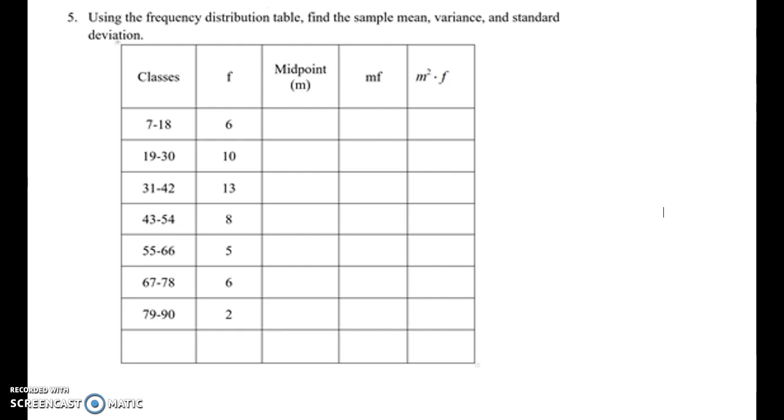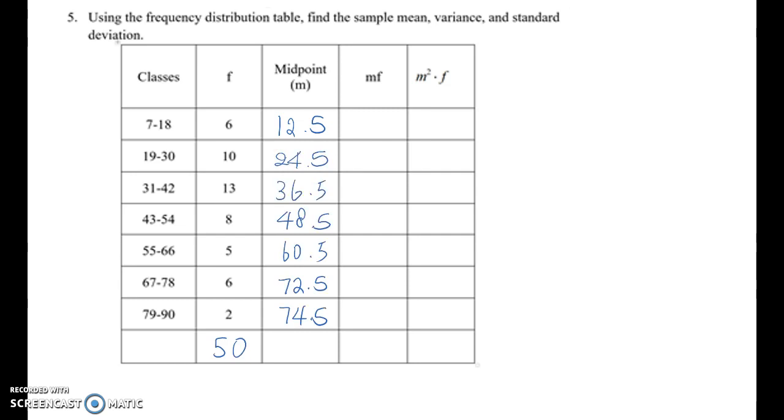How to find the midpoint? Like we discussed last time, the midpoint is the mean of each class's lower bound and upper bound, right? In this case, you add 7 plus 18 and divide by 2, and you get 12.5. That's the midpoint of the first class. Let's pause this video for a second, try to find all the other class midpoints, and then return to this video.